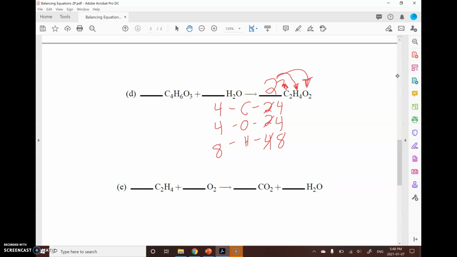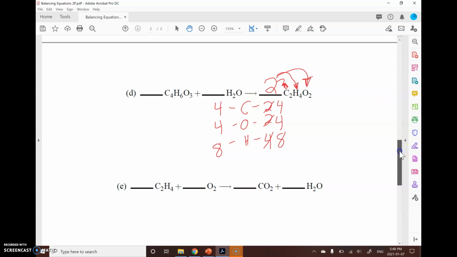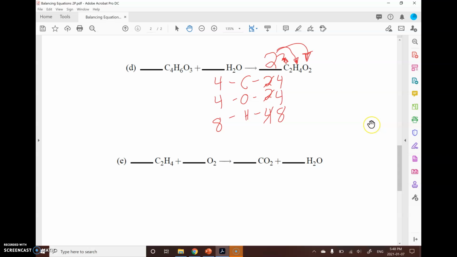Now, just because there are blanks here doesn't mean you have to put a number there. Sometimes you might only need 1 number, and that's okay. So it's whatever it needs to be equal. All right, let's take a look at the next one. We're going to do the same thing. These look like they're all nonmetals, so we're going to do carbon, oxygen, and then hydrogen.